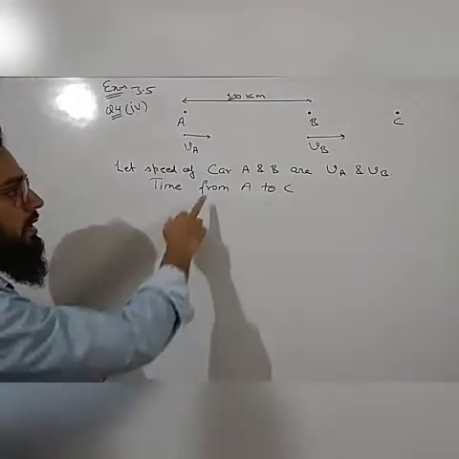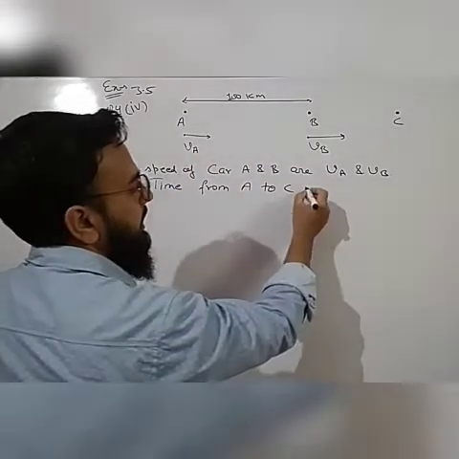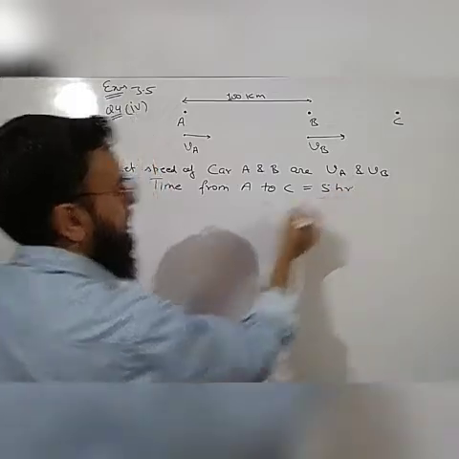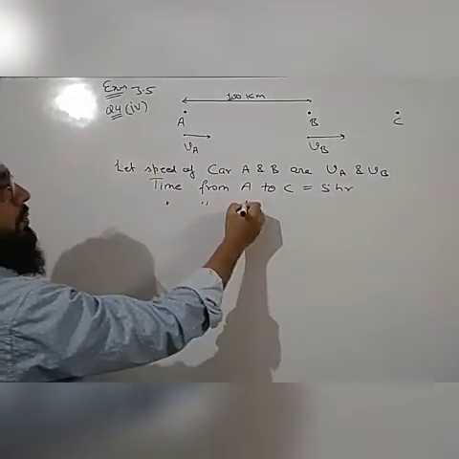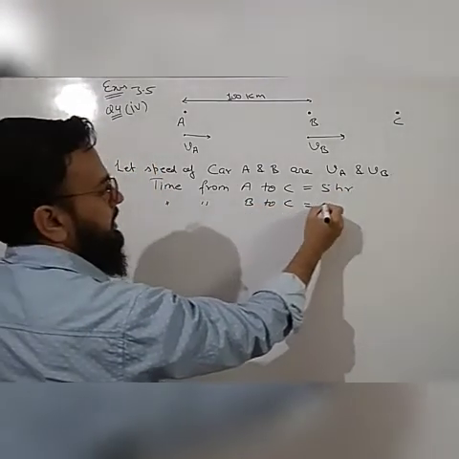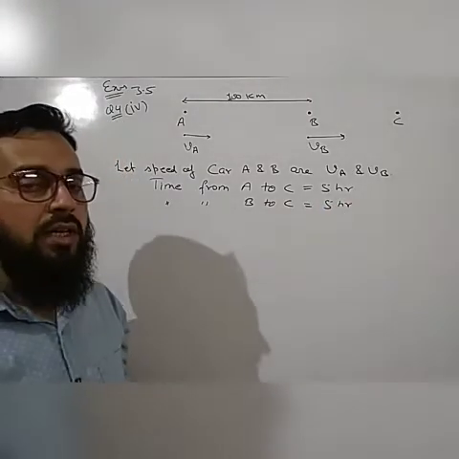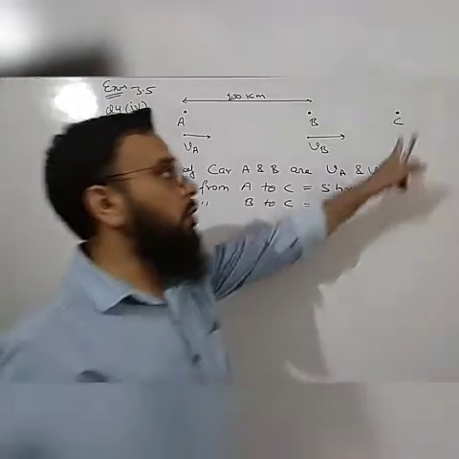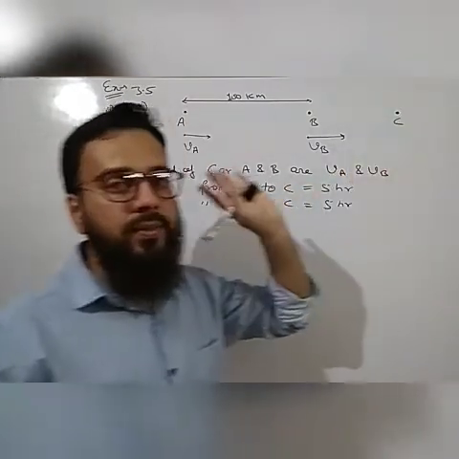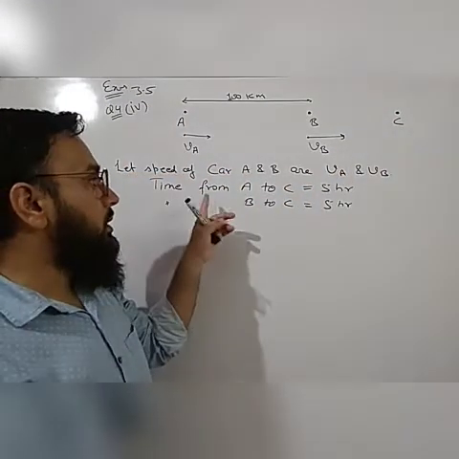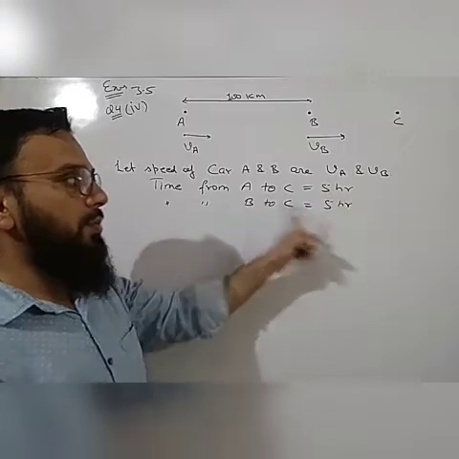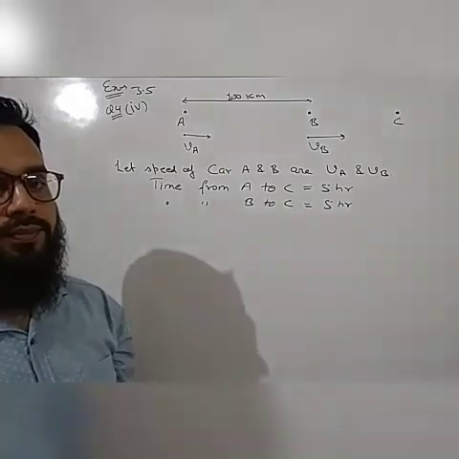So I am considering the time from A to C, that time is 5 hours, and the time from B to C is also 5 hours, because both cars take the same time and in the same time they meet at point C. So time from A to C is 5 hours, time from B to C is also 5 hours.